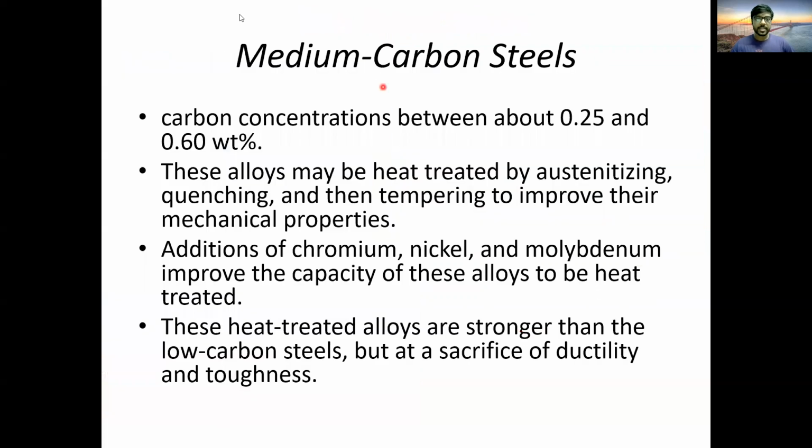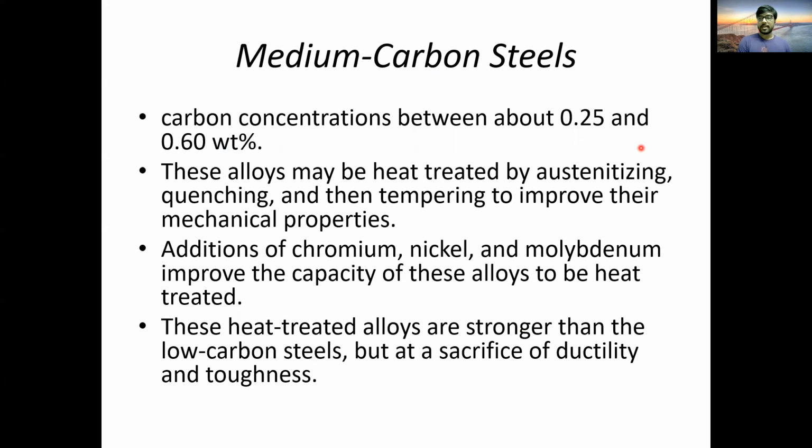Now here comes the medium carbon steels. So for medium carbon steels, the weight percentage of the carbon is between 0.25% to 0.60%. So if the carbon amount is between 0.25% to 0.60%, then it will be called a medium carbon steel. These alloys may be heat treated by austenitizing, quenching, and tempering to improve their mechanical properties.